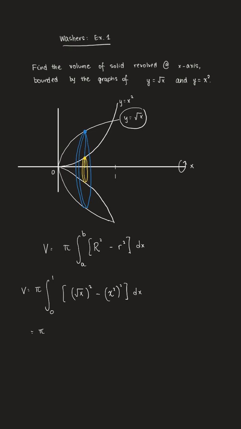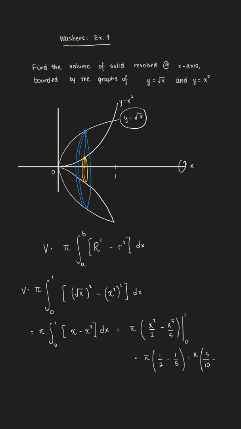This is just going to be a power rule problem, 0 to 1. We have x minus x to the 4th dx. When we integrate, we have pi times x squared over 2 minus x to the 5 over 5 from 0 to 1. When we put in a 1, we've got pi times 1/2 minus 1/5. And when we put in a 0, we just get a 0. So this is pi times 5/10 minus 2/10, just getting a common denominator, and this is 3 over 10 pi.